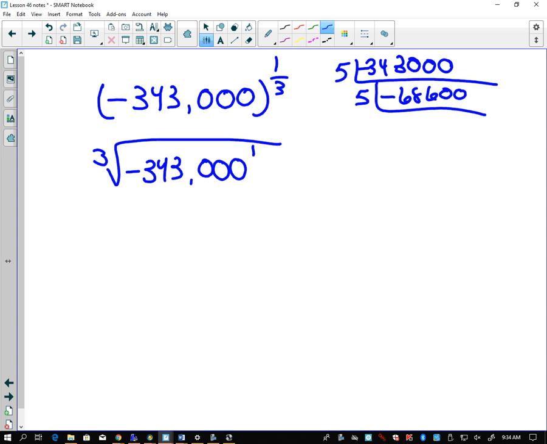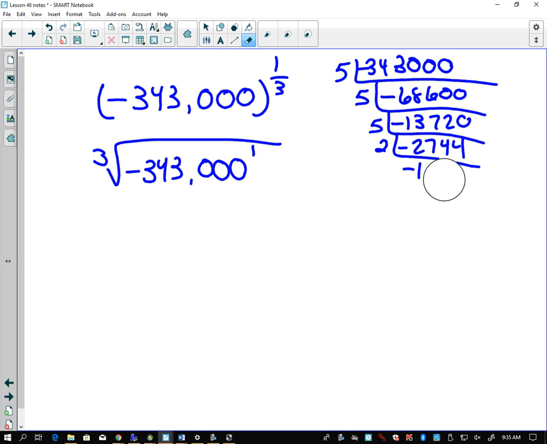Well, yeah, but if I do it by 10, that 10's not a prime, and so I'm going to have to break that 10 down, right? All right, so what do I get there? Negative 13,720. Okay, well, I should be able to divide that by 5 again. Negative 2,744. We agree to that? All right, well, I can divide that by 2. Negative 1,372.